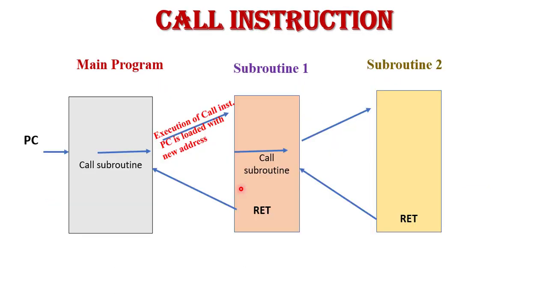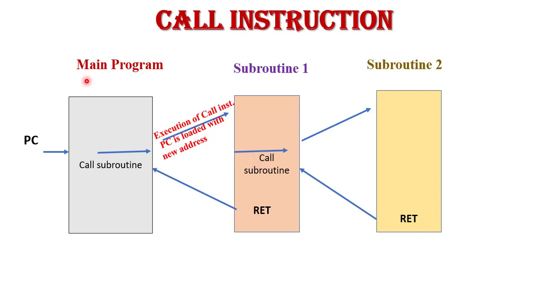So here I explain the whole call instruction with the help of an example. This is the main program, this is subroutine 1 and this is subroutine 2. As I have already told, what do you mean by subroutine? A subroutine is a set of subprograms or helping programs or short programs. They are always ended with a return instruction, the RET instruction. A subroutine is called by the main program.